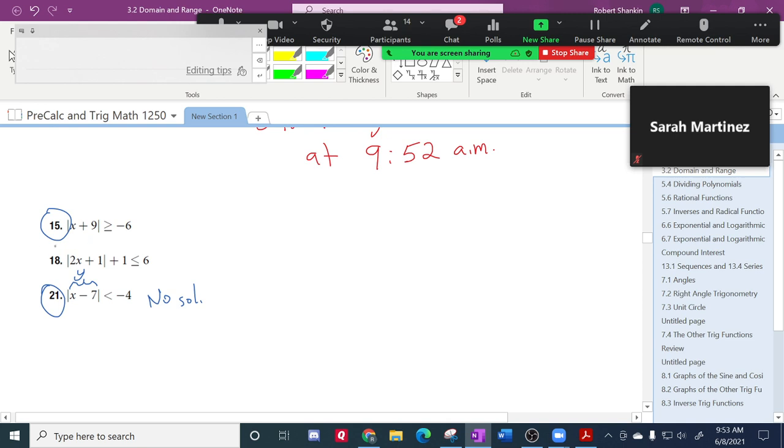This one is the opposite case. Replace x plus 9 with y, and this is saying the absolute value of something is always larger than or equal to negative 6. Well, you know you're going to get a positive number, and every positive number is larger than or equal to negative 6. The solution in this case is all real numbers.